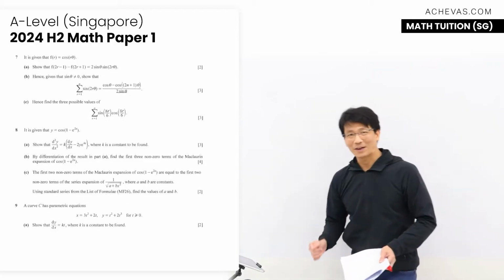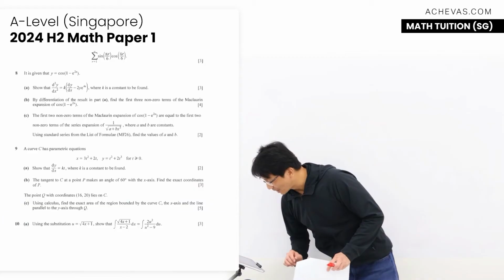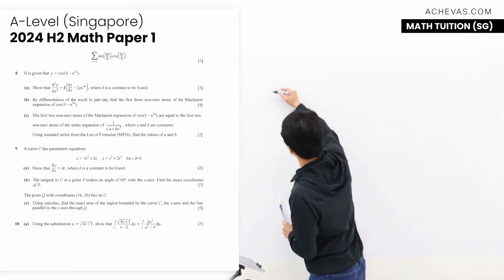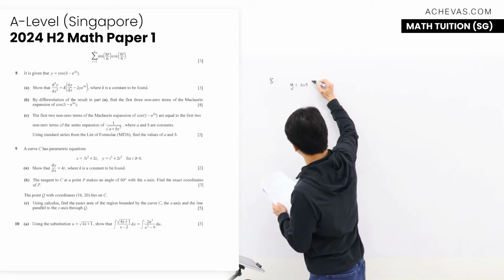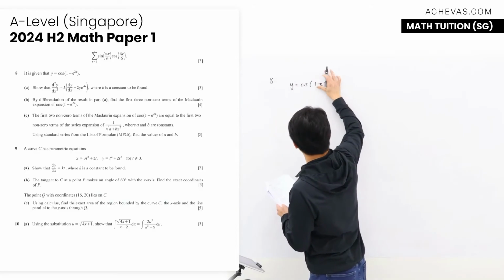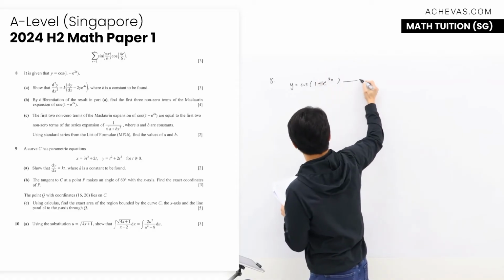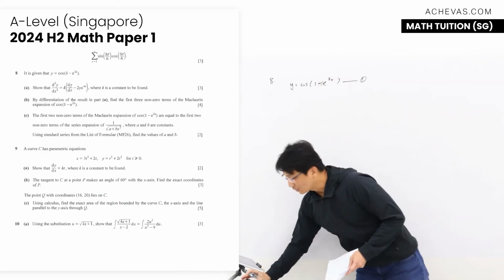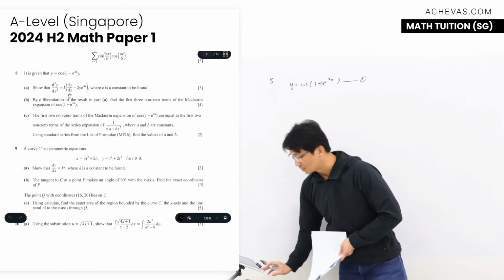Now let's take a look at question number 8. Question number 8 is a Maclaurin series question. Firstly, we are given this equation: y equal to cosine of 1 minus e to the power of 2x. I'm going to call this equation number 1 first. In part A of the question, we are supposed to show that the second derivative is equal to the right hand side of this expression.